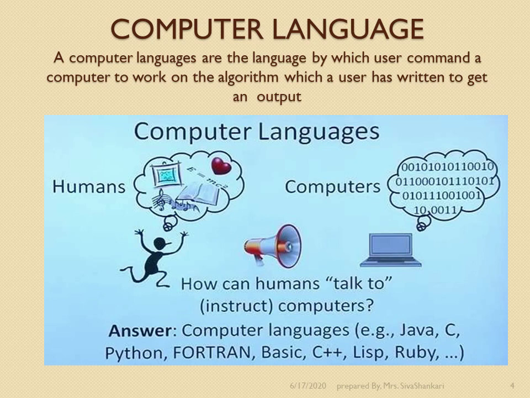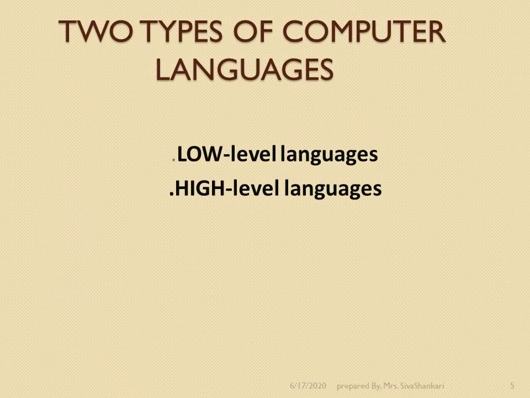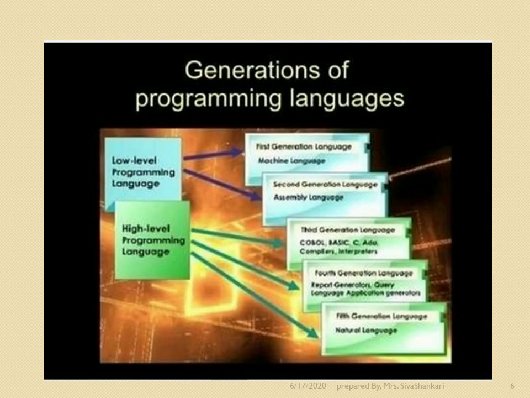But still, these languages cannot be directly understood by the computer. For that, we need a translator. So through that translator, these computer languages are converted. So we'll see the two types of computer language. They are low-level language and high-level language. We'll see how these languages come across with the generations.